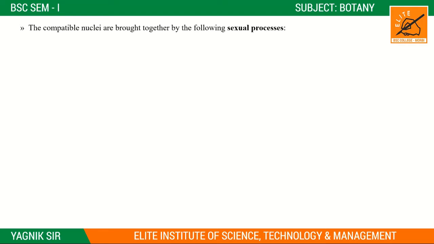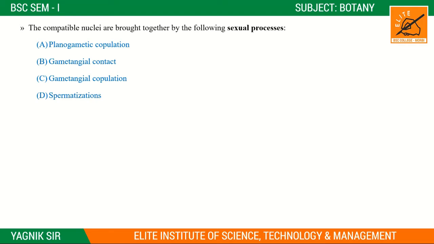So the compatible nuclei are brought together by the following sexual processes. Many different types of sexual processes are seen in fungi, right? Here are the different methods: planogametic copulation, next is gametangial contact, third is gametangial copulation, fourth is spermatization, fifth is somatogamy, right? So these are all sexual reproduction methods. These are very different methods compared to algae.